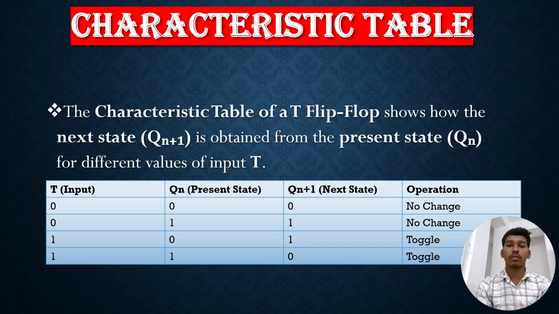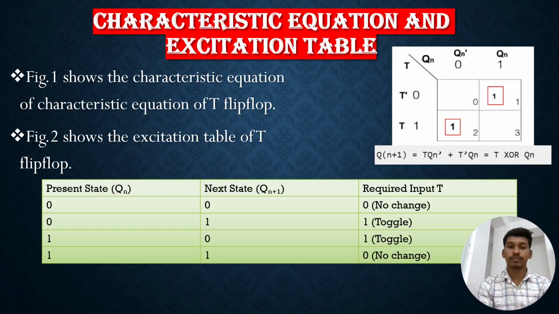The characteristic table of a T flip flop shows the next state obtained from the previous state Qn for the different inputs. Here is the characteristic equation and excitation table of the T flip flop. Figure 1 shows the characteristic equation, and the next one is the excitation table.